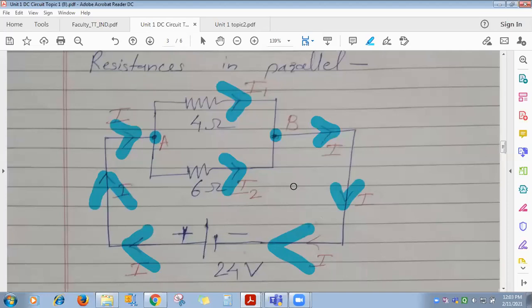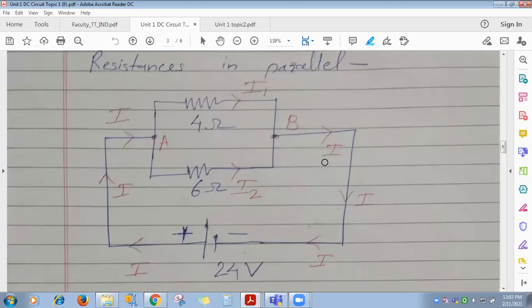Now here, when can we say the two resistances are connected in parallel between nodes A and B? Whatever current enters at node A, the same amount of current leaves node B. First condition you check. This is the first condition. Which one is the second condition? I equals I1 plus I2.